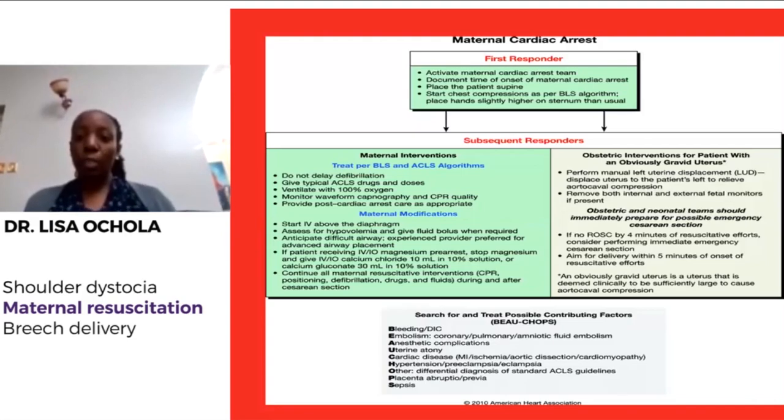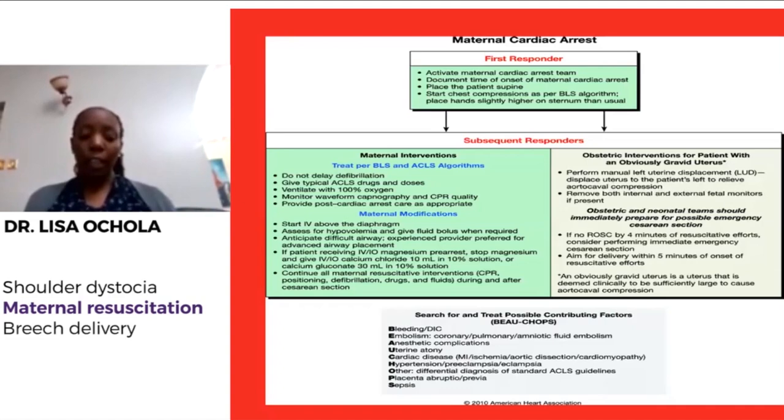When we're looking at the obstetric interventions for a patient with an obviously gravid uterus, that is a uterus more than 20 weeks gestation, at or above the umbilicus, it's very important to relieve the aortocaval compression by performing what we call a left uterine displacement, which you'll see in a picture on the next slide. That's important to relieve caval compression. And if there are any fetal monitors, remove them, because they will just impede the resuscitation process.